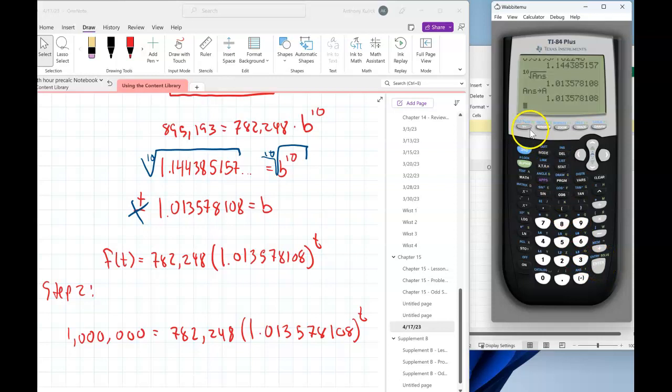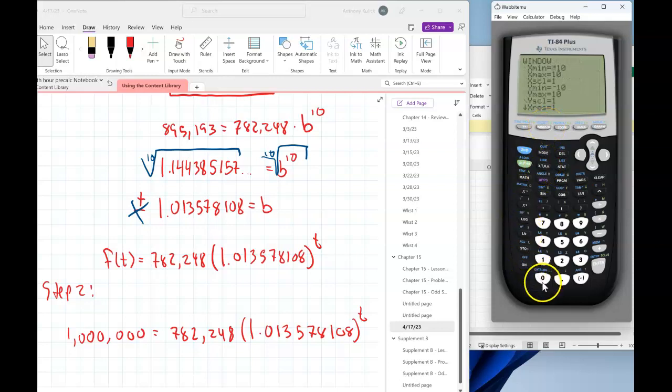I'm just going to graph the two sides of this equation and find the intersection. So one side is going to be 1 million. The other side is going to be 782,248 times, and then I stored that number into A so I didn't have to type it in a bunch of times, to the X.